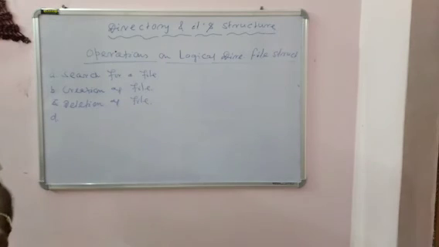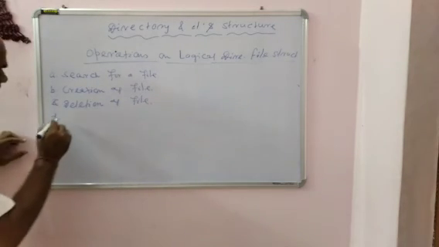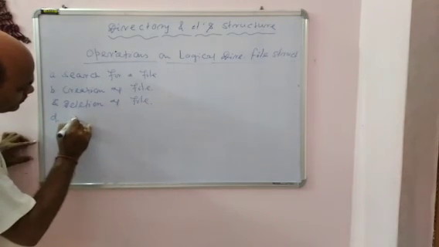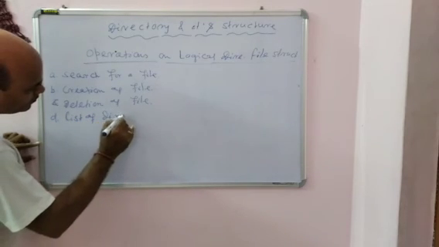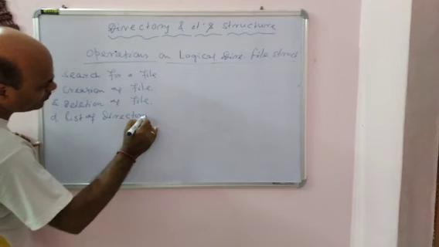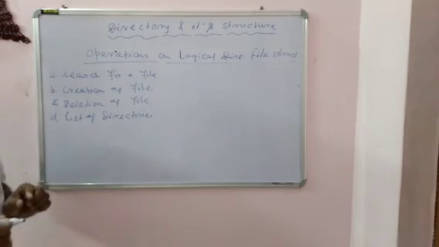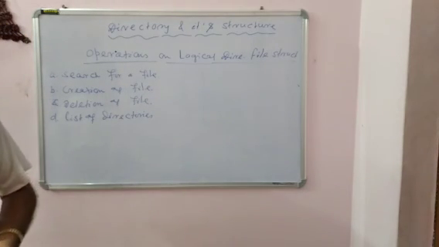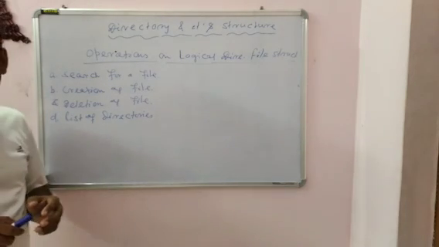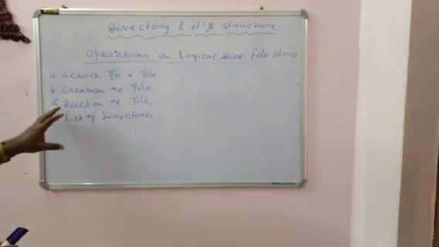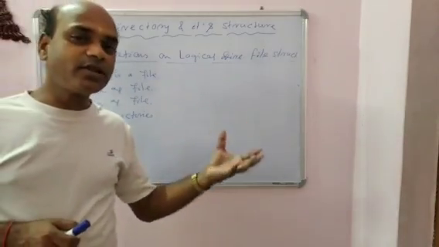Then a list of directories. That means we need to be able to list all the files in a directory and also all the contents of the directory entry for each file in the list.